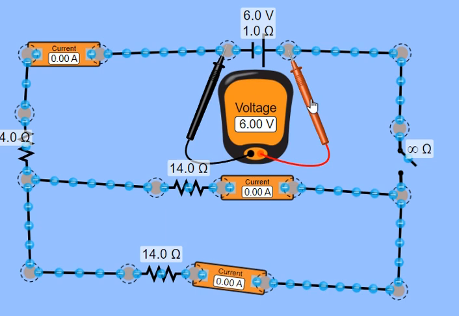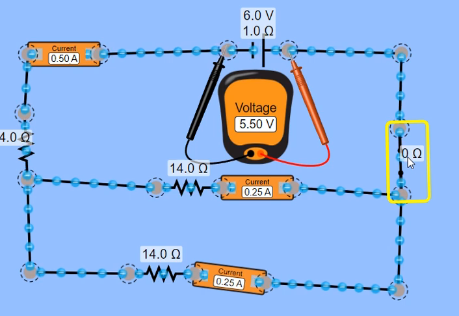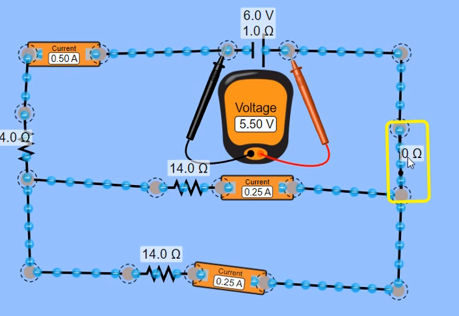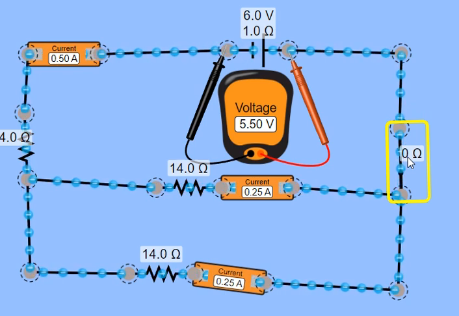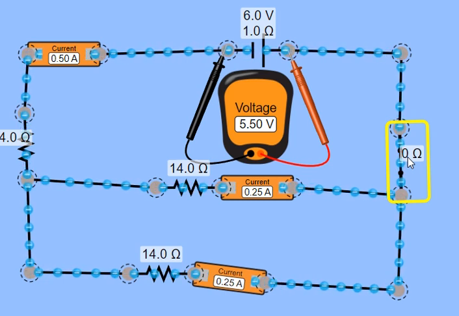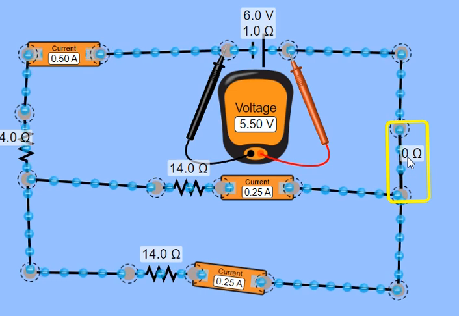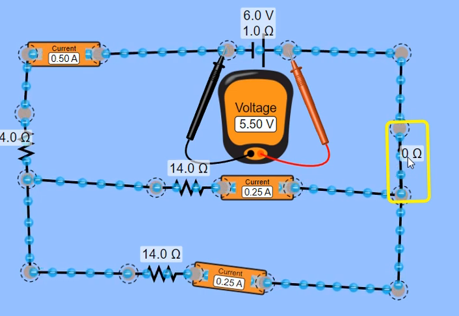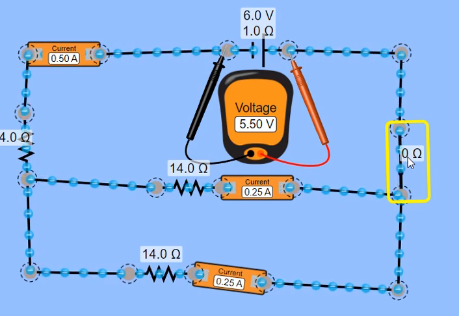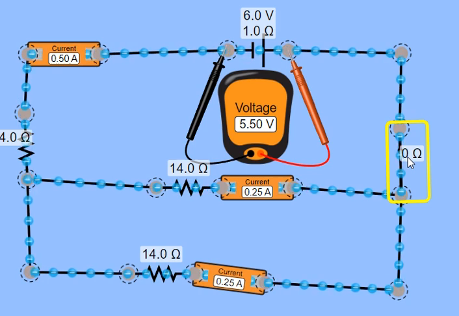Now let's see what will happen when I close the switch. You can see I close the switch, it decreases. Now the battery is supplying current. The 6 reduces to 5.5. That 5.5 is what we call the external voltage. That's what we call V external.